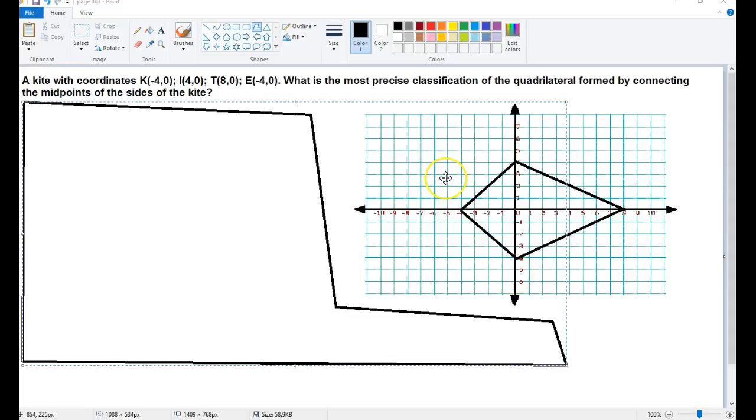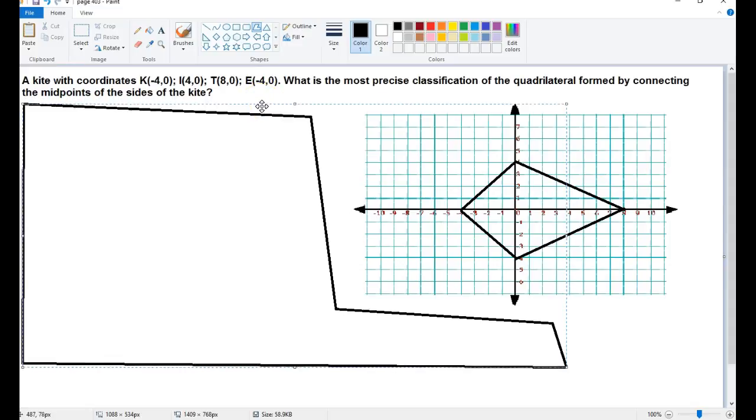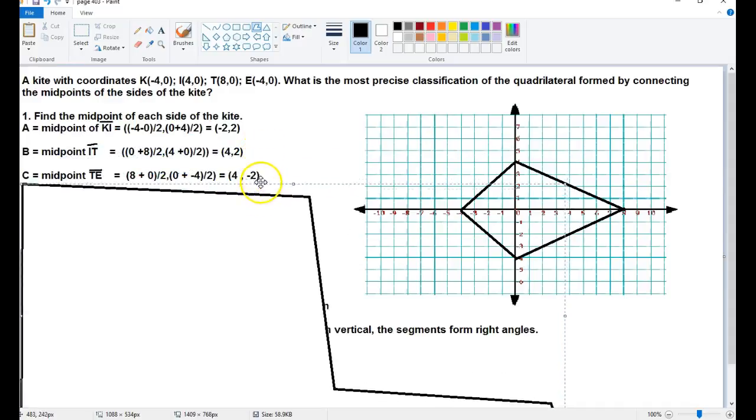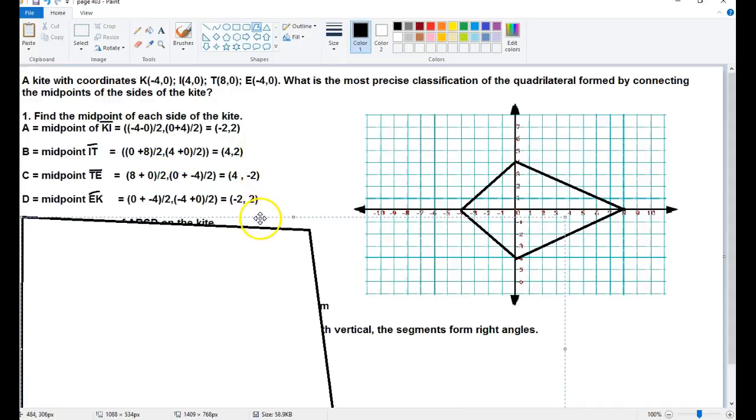What is the most precise classification of the quadrilateral formed by connecting the midpoints of these different sides of the kite? So in order to do this, first we need to find the midpoint of each one of these sides, draw lines connecting the midpoints, and then figure out what kind of quadrilateral that is. So it's a multiple step problem. So first we find the midpoints of these lines.